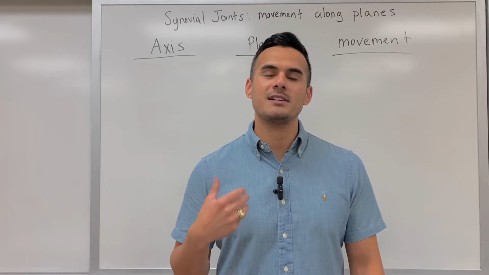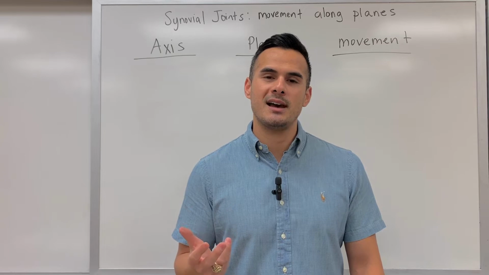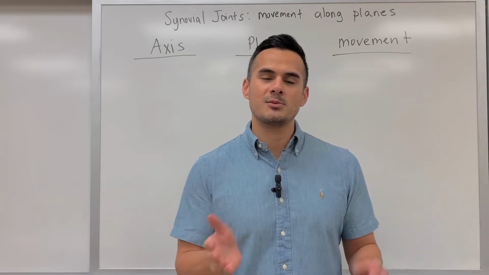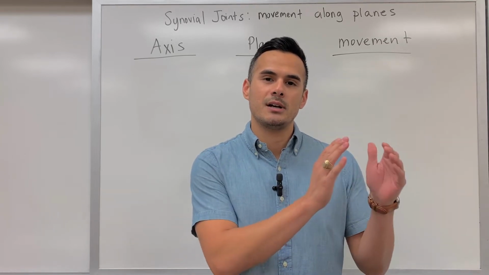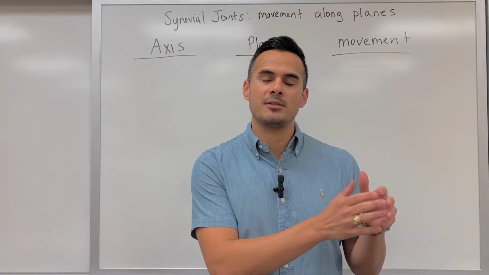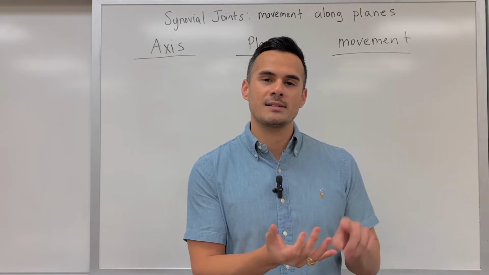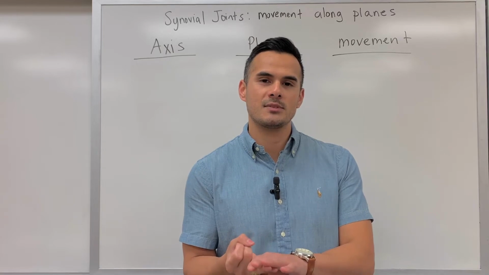There are 6 different types of synovial joints that we're going to discuss. As we go through this lecture, we're going to categorize each of them and talk about the movements that are allowed, as well as the location of where these types of joints are found.